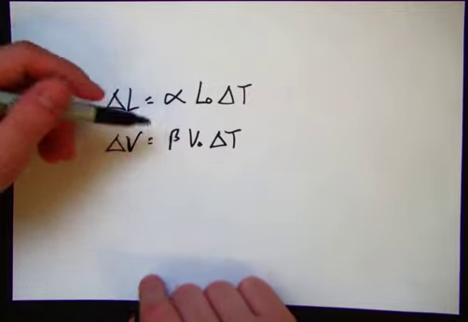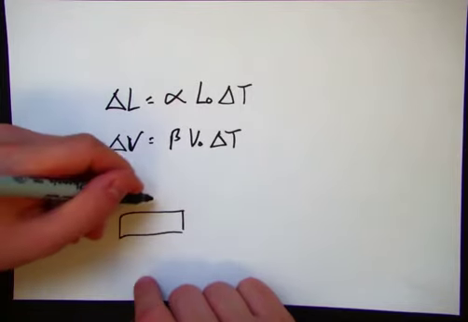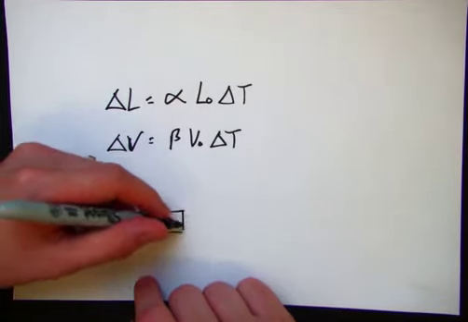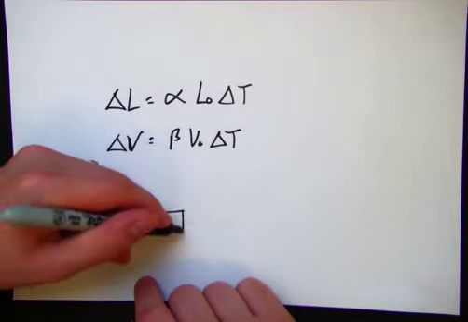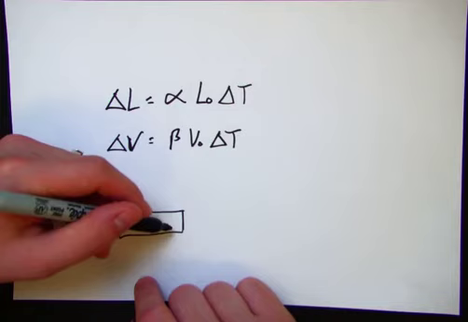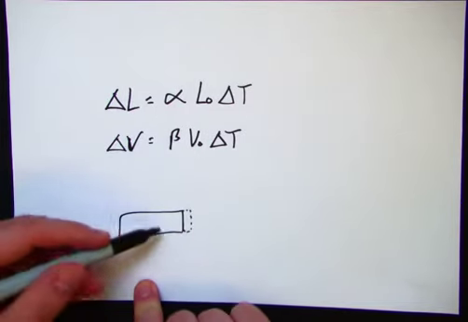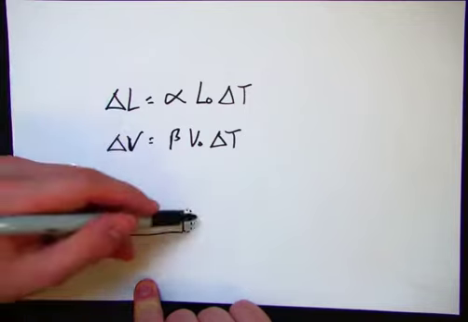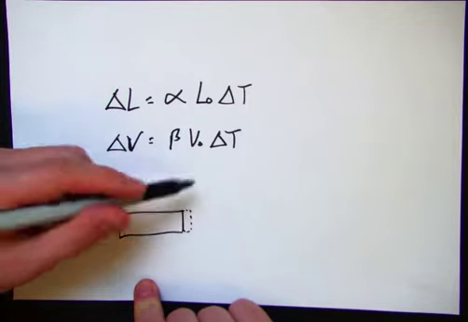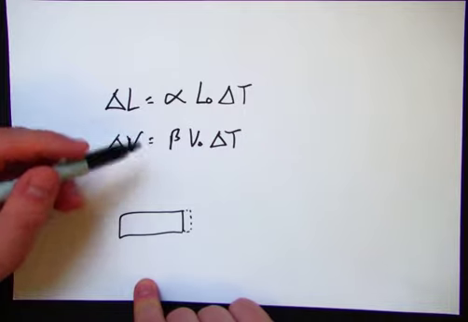What I want to point out here is that if I have an object here and I increase the temperature of this object, it might grow a little bit to about here. So it'll get a little larger. It'll extend. It'll have some change in length right here. The interesting thing that will happen here is in terms of volume. And I wanted to show you something.